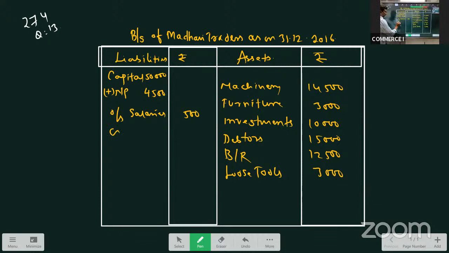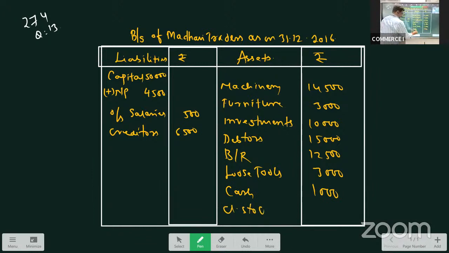Creditors, 6,500. Cash, 1,000, asset. Closing stock is also an asset. So we have taken all the items on both the sides. Now let us take the total of these two. Let us do the total and see what we are getting. It should tally.